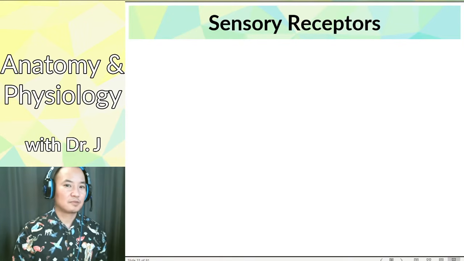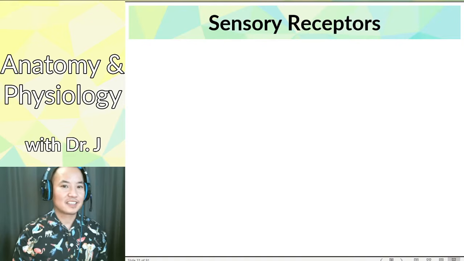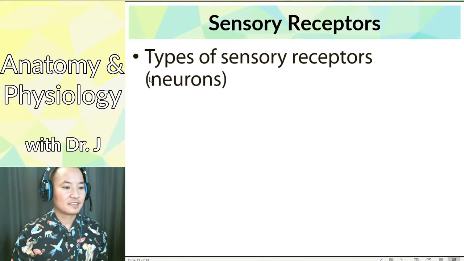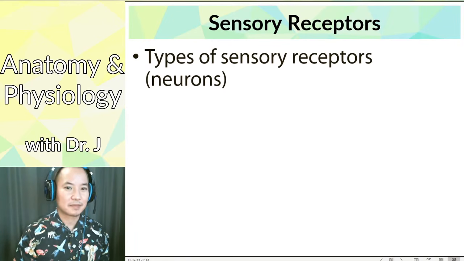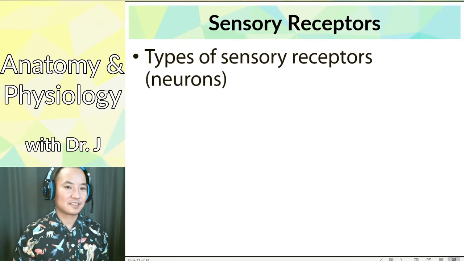Okay, so now let's talk more about these sensory neurons, also known as sensory receptors. When I say sensory neurons, I'm usually talking about sensory receptors. When I'm talking about neurons, I'm talking about the cell level. This is what I'm usually referring to when I say sensory neurons in these lectures.